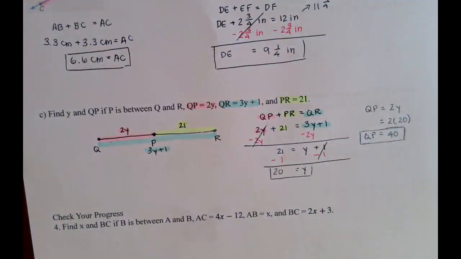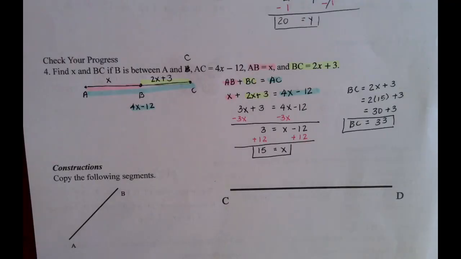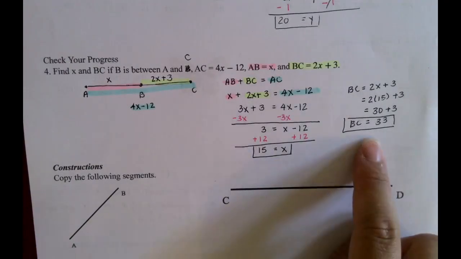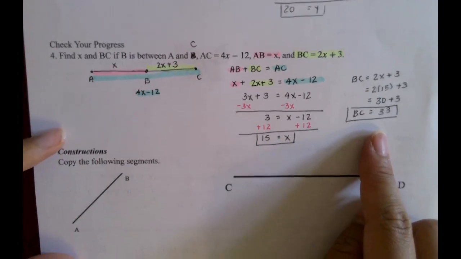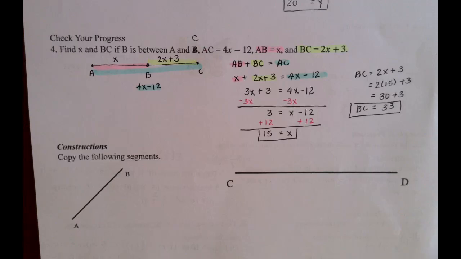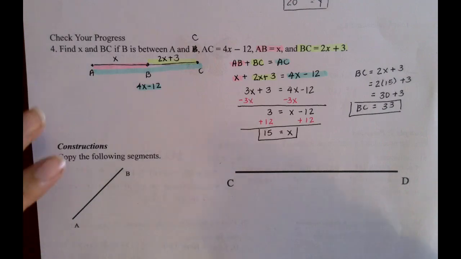So there you go. Okay, you're going to work on check your progress 4 and then come check your answer. You should have gotten x equals 15 and BC equals 33. If you got it correct, you can either move on to constructions, that's something extra, or you can start on your homework. If not, here's the explanation for check your progress 4.